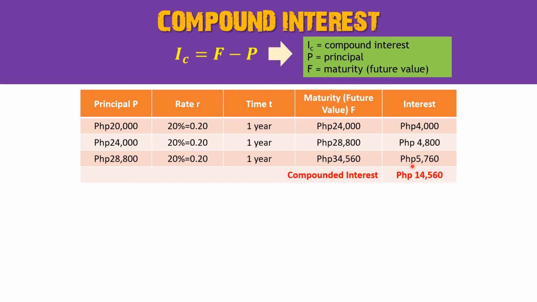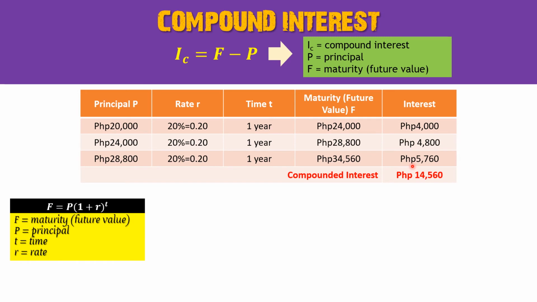At para mapadali ang buhay natin in solving for the compounded interest, we're going to use the formula. For that, ito ang gagamitin ulit natin. So, kailangan muna nating alamin ang future value. Using the formula, F is equal to P, the principal quantity, times the quantity 1 plus rate raised to time. Okay. So, this will be the first thing to do para makuha natin ang compound interest. So, this is the first step. That is step 1.